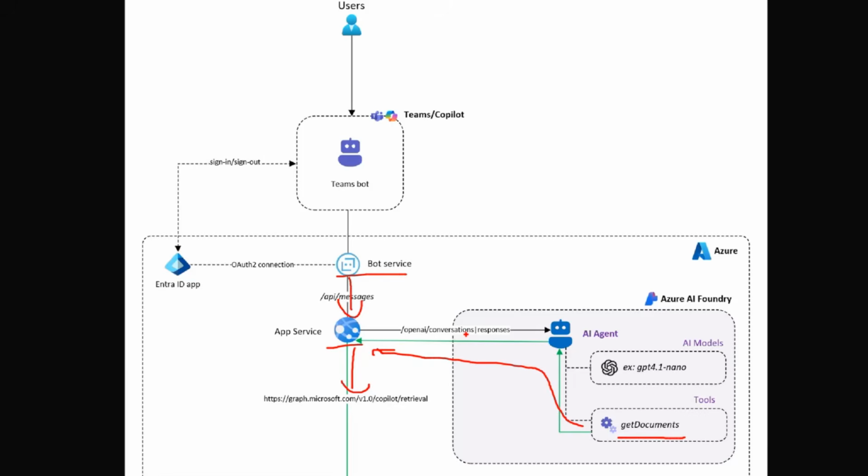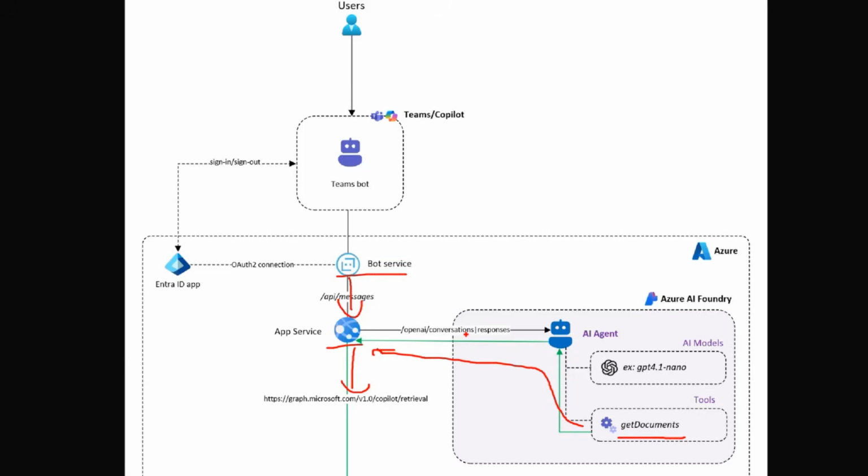So first, for those who don't know the Copilot Retrieval API, it's the new API released by Microsoft that basically allows you to consume data from the semantic index within 365. It's, I would say, a paid API because it requires a Copilot license for the users to consume it.